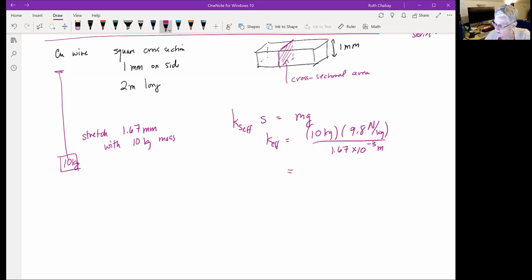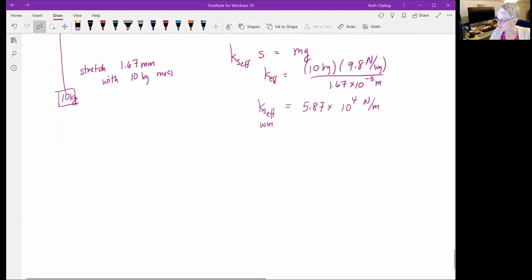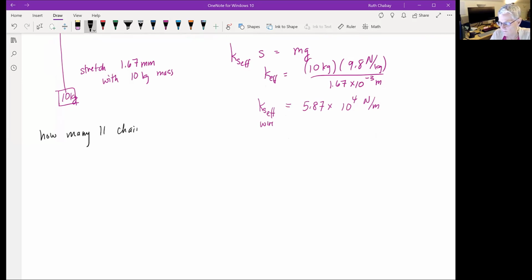And that gives us an effective stiffness for the whole wire of 5.87 times 10 to the 4th newtons per meter. So wires are pretty stiff. So all we need to do is figure out how many parallel chains we have and how many in series in each chain, and then we'd have our answer.